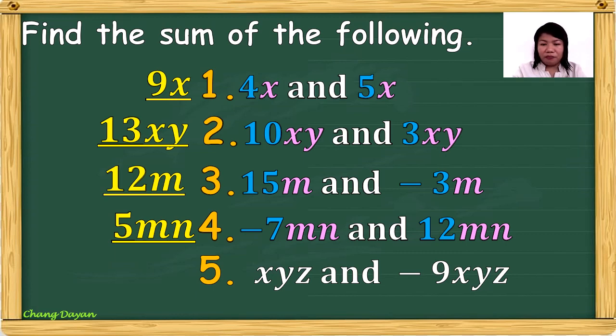Number 5, xyz and negative 9xyz. So, dito, sa ating xyz, ang numerical coefficient niya ay invisible 1. Samantalang, negative 9 naman sa negative 9xyz. Add natin 1 plus negative 9. The answer is negative 8. We have to follow the sign of the bigger absolute value, and that is negative. Then, copy the literal coefficient.